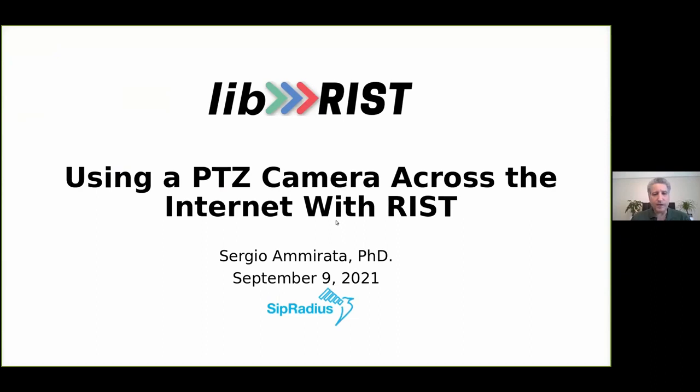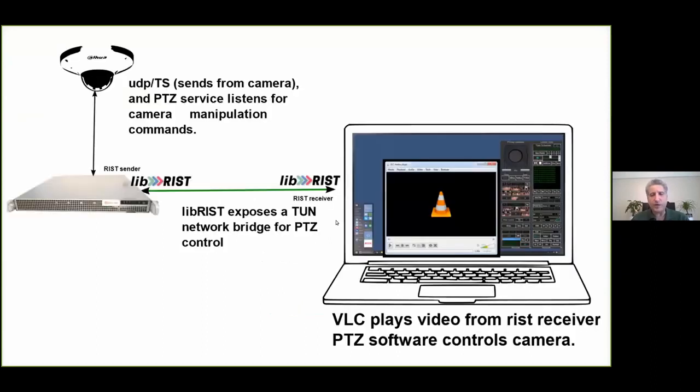All right. This particular application was for the transmission and control of PTZ across the internet, across a RIST link. The idea is pretty simple. You have a camera that transmits a transport stream or any other method that is transmissible over UDP. And there's also a protocol to control the camera, to zoom, to tilt, to move the camera around. But the camera had custom software. It wasn't necessarily a standard protocol. So we needed a way to have a remote location control the camera. And this is what was used.